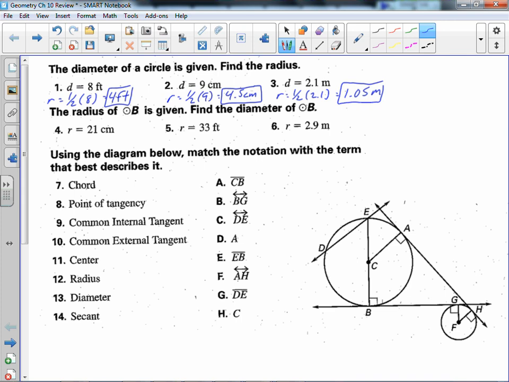And then number 4 through 6, they're giving us the radius and wanting us to find the diameter. So we're just applying the reverse of the principle we just used. The diameter is twice the radius. So our diameter is going to be 2 times 21, which is going to be 42 centimeters.